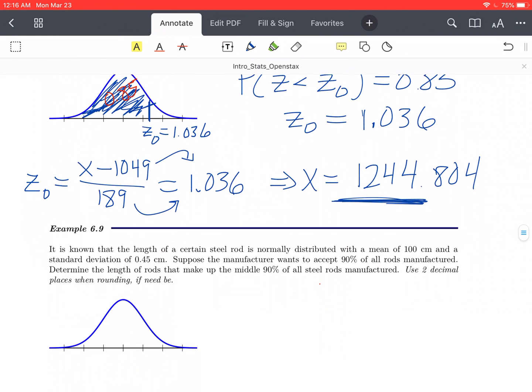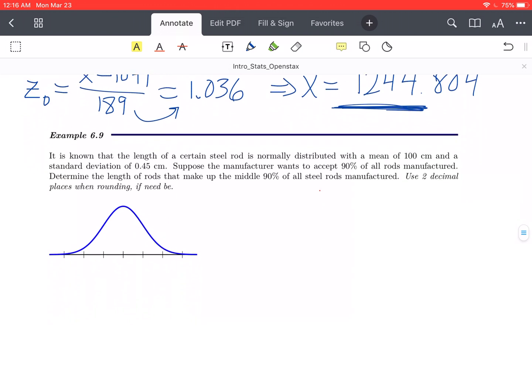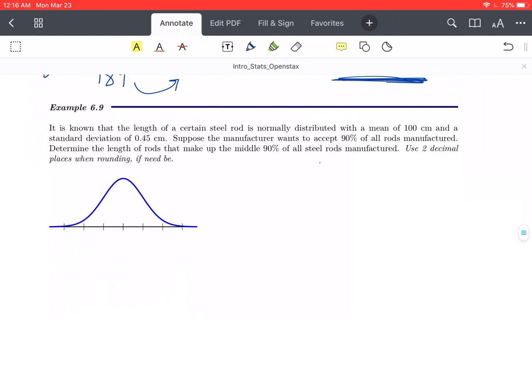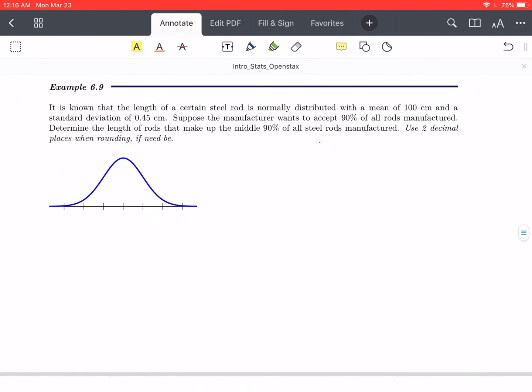Okay. Let's look at one more. It is known that the length of a certain steel rod is normally distributed with a mean of 100 centimeters and a standard deviation of 0.45 centimeters. Suppose the manufacturer wants to accept 90% of all rods manufactured. Determine the length of rods that make up the middle 90% of all steel rods manufactured, and then we'll round to 2 decimal places if need be.